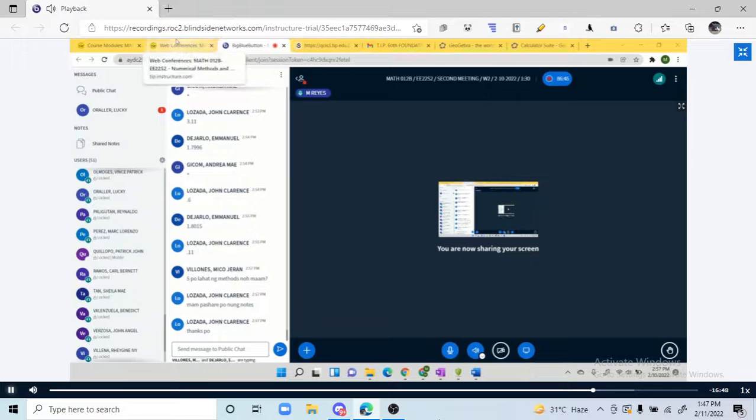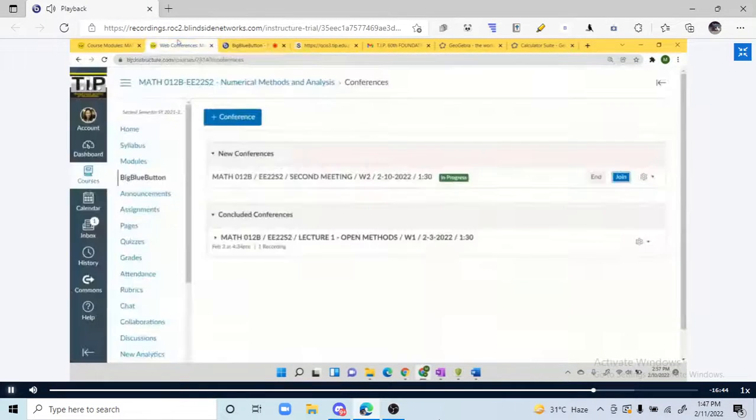Okay. Let's go to, hindi ko pa napapublish yung para sa second simulation. Publish ko na ba?